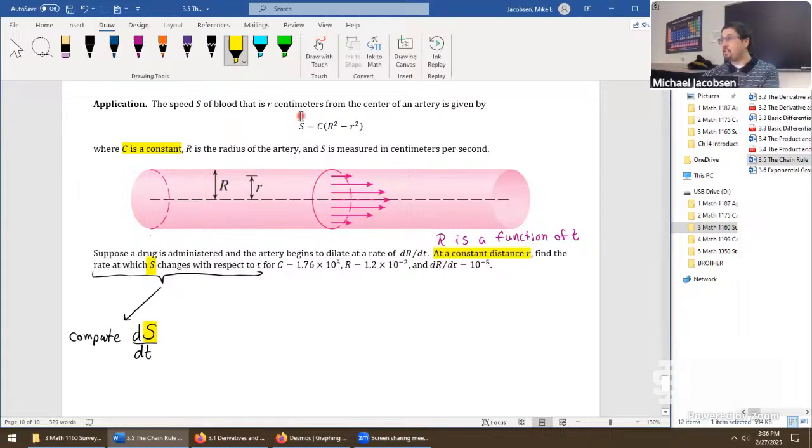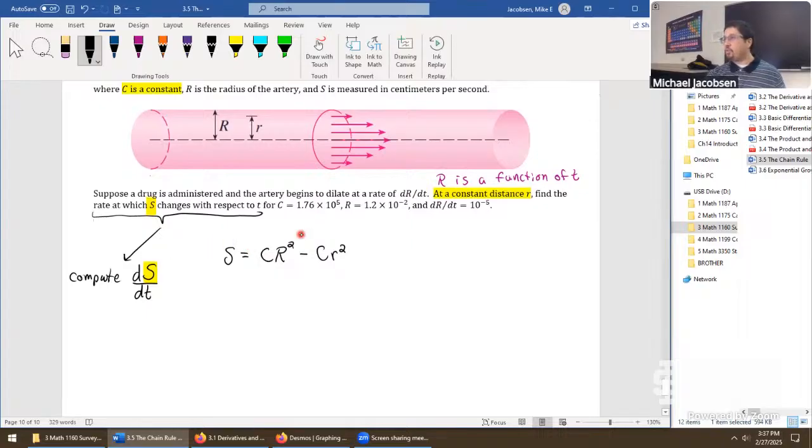Find the rate at which the speed of the blood changes with respect to time, so ds/dt, for all these values right here. And we were being told the artery is dilating at a rate dr/dt, and dr/dt is positive. That alone tells us dilating means expanding, growing, only because that was positive. So let's give this a try. First thing we'll do is grab the model up here and write S equals, let's expand this out. Take C and multiply CR squared minus C lowercase r squared. After that, we're going to compute ds/dt. But with all the information that we've been specified from here and from here, tells us that this whole thing is a constant.